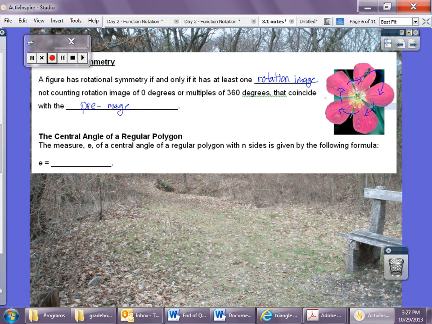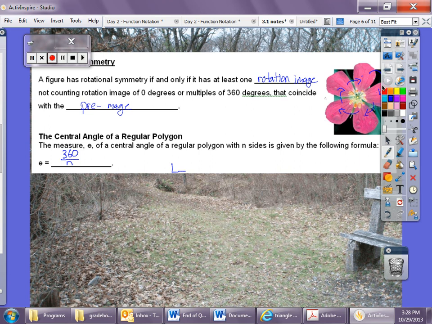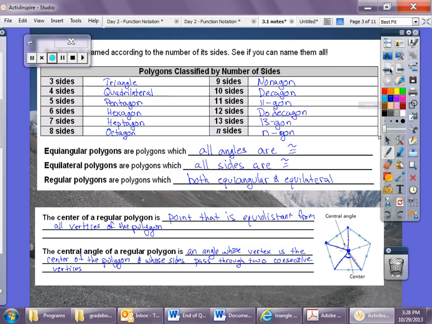And the central angle of a regular polygon, it's given by this formula. Well, 360 divided by the number of sides. So if we have a polygon, any polygon that's regular, this isn't going to be a regular polygon. So we'll just go back to this example here.